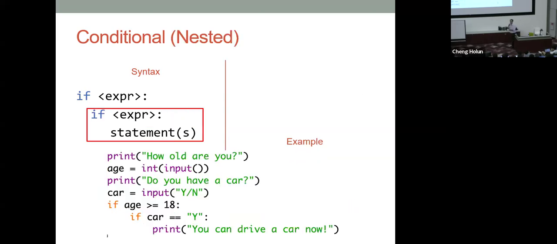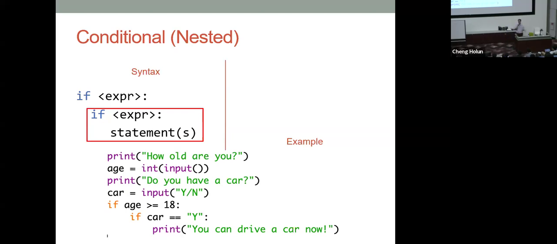Of course, you can have a nested if. For example, after asking you if your age is more than 18, I want to ask, do you have a car? You can answer yes or no, okay, Y or N. If it's Y, it means yes, then I say, oh, you can actually drive now because you have a car and you have a driving license, okay? Otherwise, too bad, you still do nothing if you don't have a car.